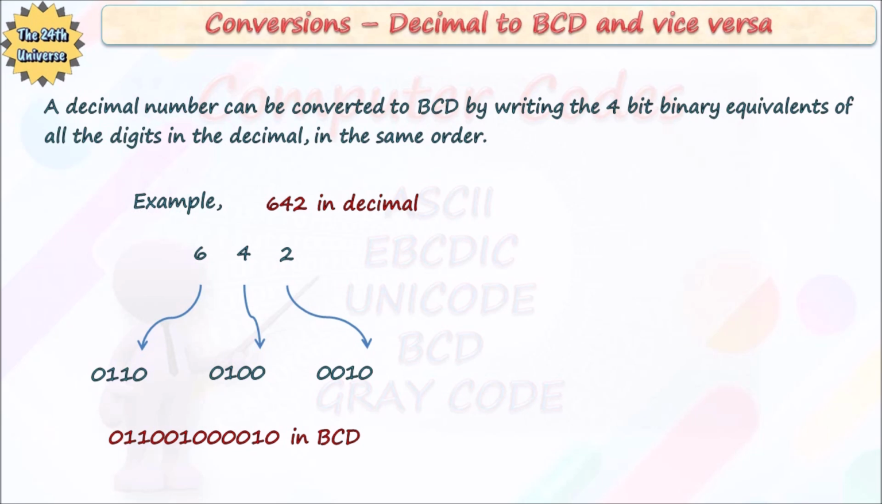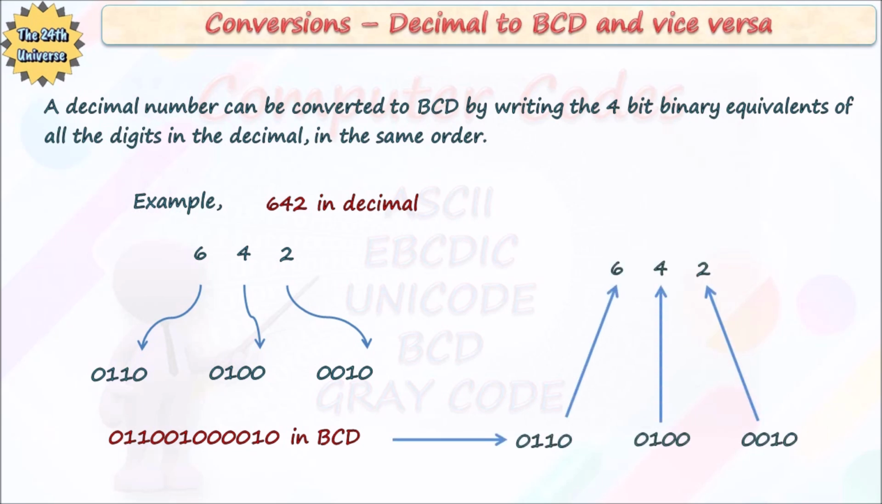0110 0100 0010 in BCD. In order to get back to decimal, just arrange the bits into groups of 4 bits starting from the rightmost bit and convert each group into decimal. Then writing the same numbers in the same order, we get the decimal number. Let us take the same example. 0110 0100 0010 is 642, that is decimal 642.